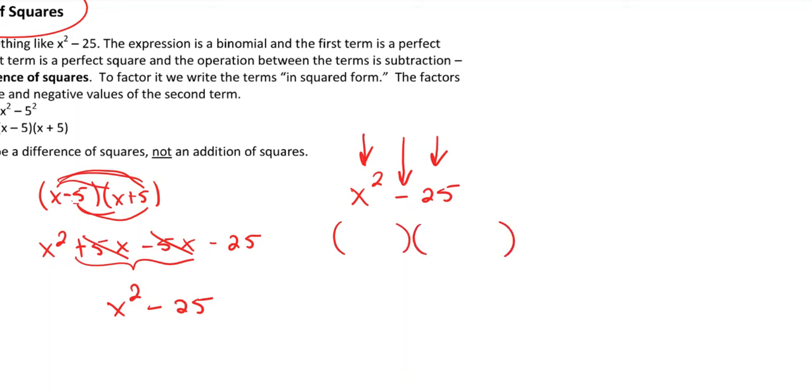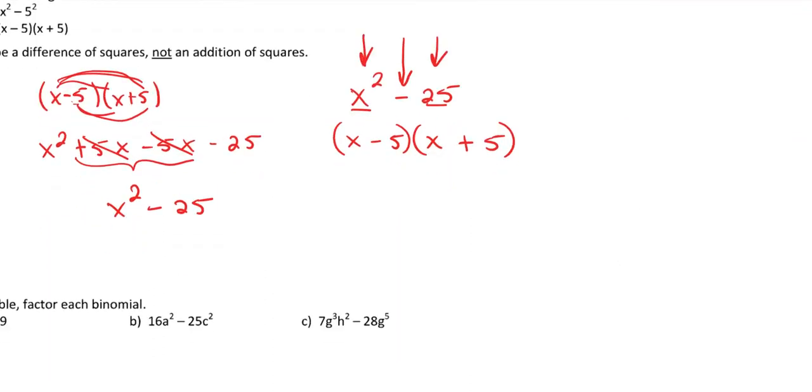And then it's the square root of the first one goes into both of them. So it's an x and an x in this case. Square root of the second, so 5 and a 5. And then one's a minus and one's a plus. And that's it. And we can do this with any difference of squares. So let's try another one.